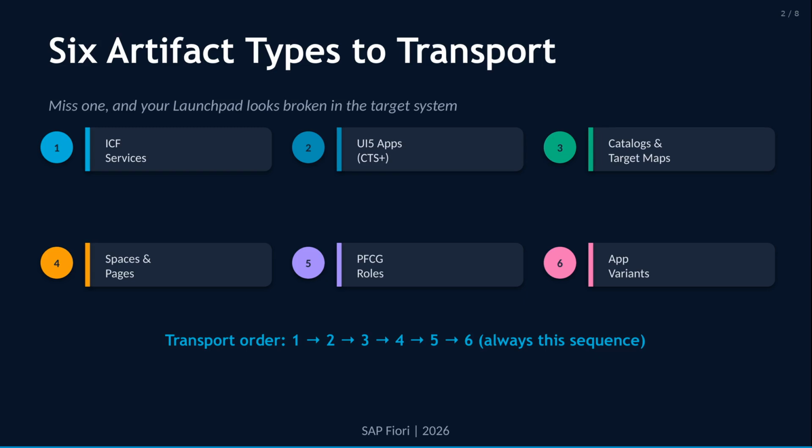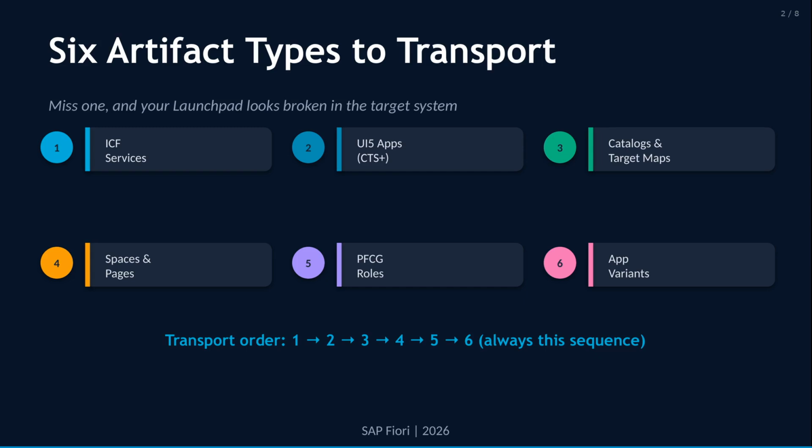Second, Spaces and Pages, the modern Launchpad layout objects that replace classic groups. Third, Target Mappings, the routing rules that connect a tile tap to the correct Fiori app. Fourth, App Variants, saved configurations created by key users through the layered repository. Fifth, ICF services, the Internet Communication Framework nodes that host the UI5 applications. And sixth, PFCG roles, the authorization objects that bind users to catalogs and spaces.